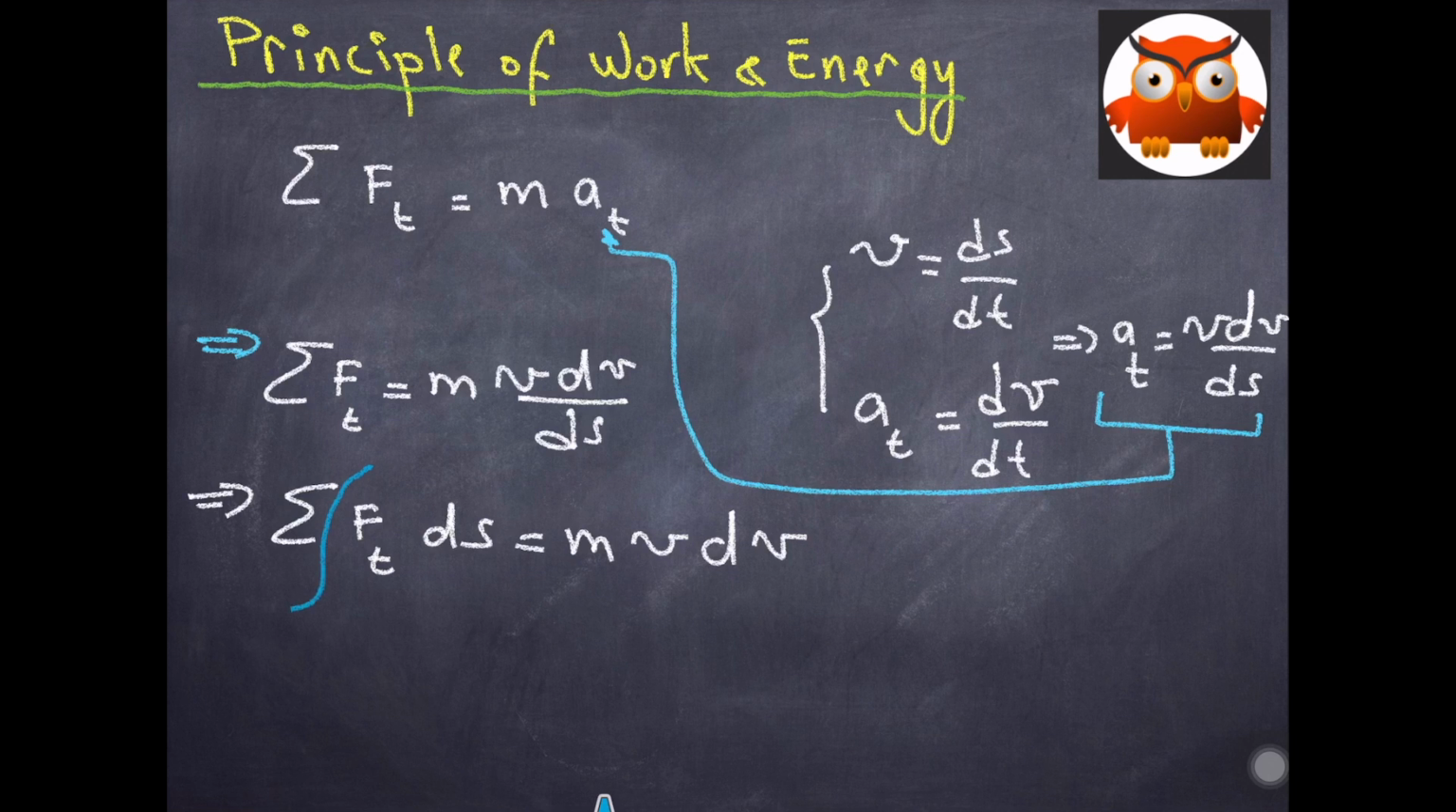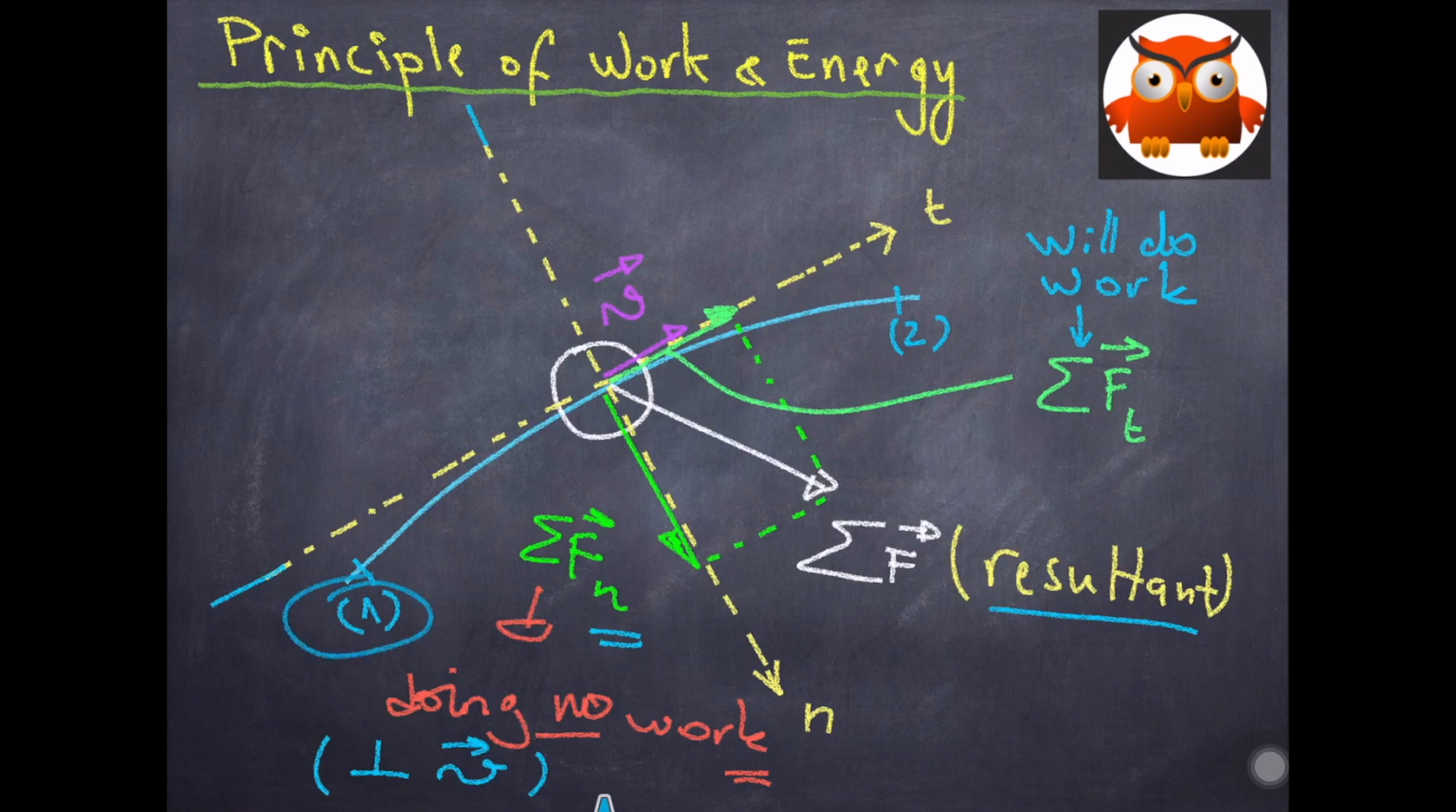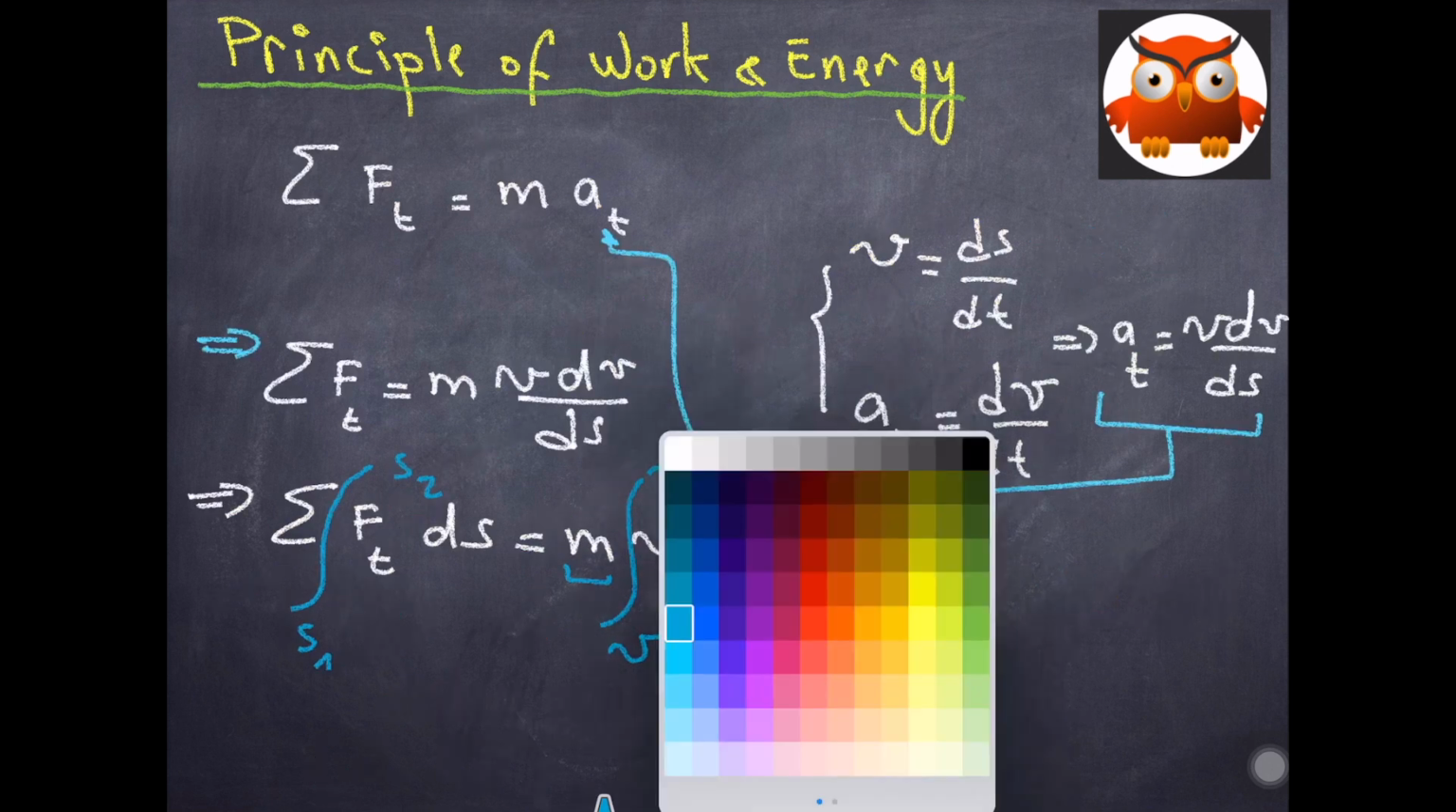So we integrate from S1 to S2, and we integrate the right hand side of the equation. We can put the mass m outside the integral, and we have here the integral of v dv between v1 and v2. S1 and S2 are the positions of the particle at position 1 and position 2. We have velocity v1 here, and velocity v2 here. Clear? Good.